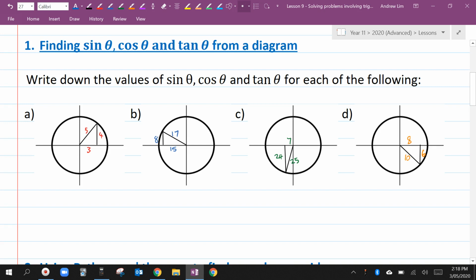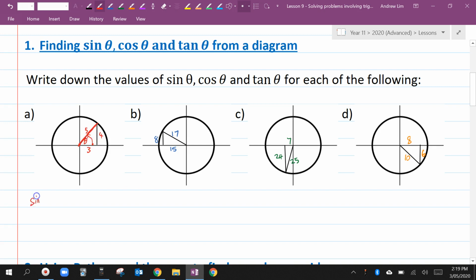So here we're going to write down the values of sine theta, cos theta, and tan theta for each of the following. And the important thing to remember is that theta is always from east of the origin in an anti-clockwise direction until it hits the line that protrudes from the origin. So that's the angle we're talking about, until it hits that line. So here this is theta.